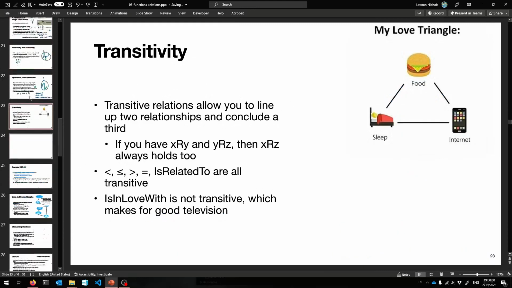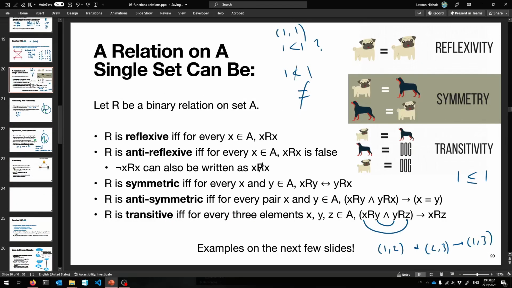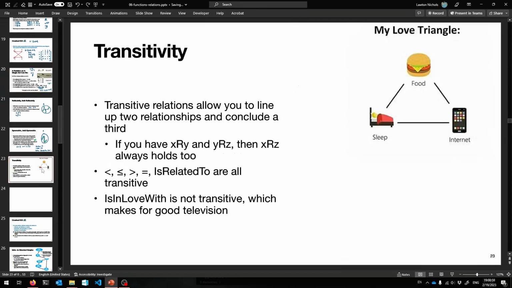Finally, transitivity. It's when you can kind of hop over something. It's like if you have this and this, you can go straight from the start to the end. So let's talk about that one. So here are transitive relations.